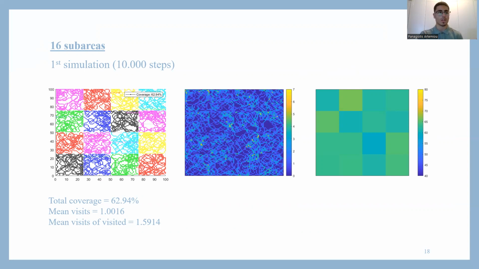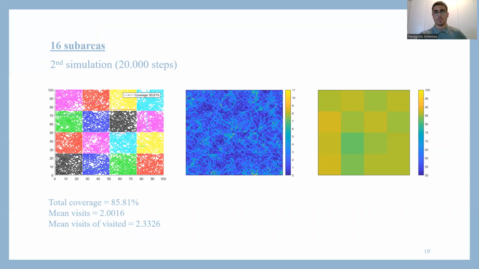When comparing it with the one whole area, where the coverage was about 59% and the mean visits about 1.67, this is a big improvement. And also we can see from the middle picture that some areas are visited only 6 and 7 times, and there are some cells that are visited less than 1 time, but this is a small number. And also we can see in the right-hand side color graph that the coverage is uniformly distributed across the area.